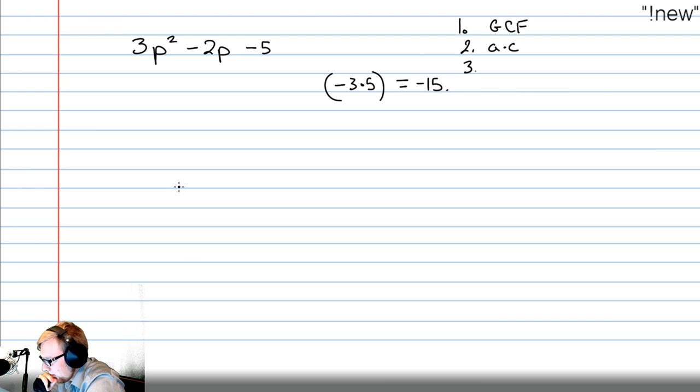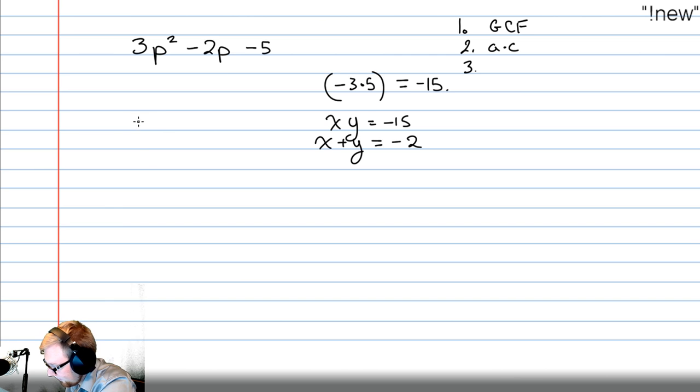Okay, so A times C is -15. You need two numbers that multiply together to give you -15, and you need those same two numbers to add together to give you -2. Well, we have -5 times 3, and then 3 minus 5, or 3 plus -5.